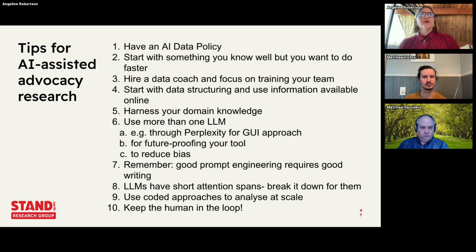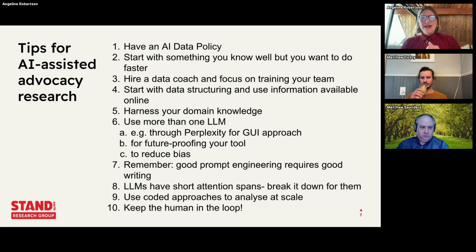I think that GUI approaches are great for initial analysis and for ad hoc research needs, but that coded approaches are really important to analyze at scale and to create those cost efficiencies and time efficiencies that are going to be really important to your work. So it's a bigger upfront investment, but I think it pays off a lot.